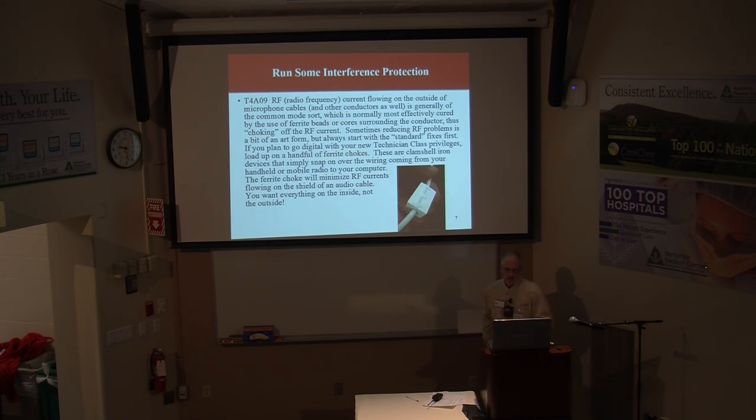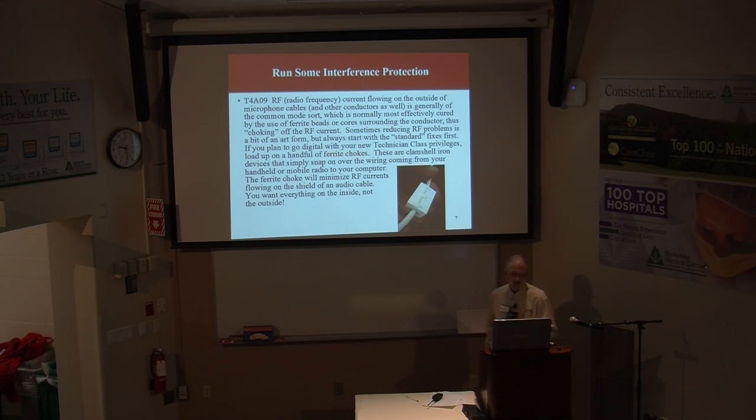RF, radio frequency. Current flow on the outside of a microphone cable and other conductors as well is generally common mode, which is normally most effectively cured by the use of ferrite beads or cores surrounding the conductor, thus choking off the RF current. Sometimes reducing the RF problem is a bit of an art form, but always start with the standard fixes first.